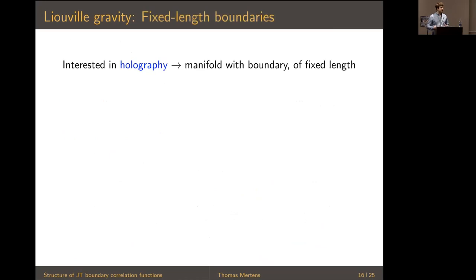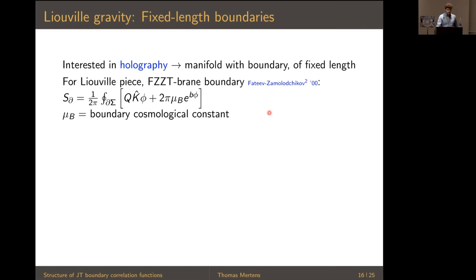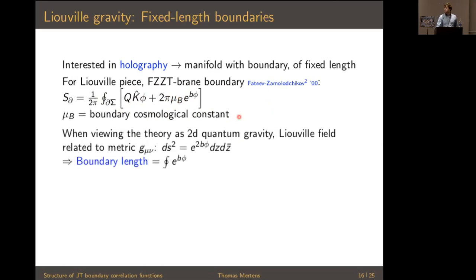Now, because I will be interested in making contact between these calculations in Liouville gravity and JT gravity, I will be interested in holography. So I will be interested in 2D manifolds that have a boundary of fixed length, because those are the calculations that I was doing in JT gravity, where we have fixed length boundaries. Now, how do you do that in Liouville gravity? For the Liouville piece, you do this by first introducing an FZZT brane boundary, which means that you add this boundary action to the Liouville piece. It's parameterized fully in terms of the boundary cosmological constant μ_B that is specifying the specific FZZT brane you're studying. And then when viewing this theory as 2D quantum gravity, as I mentioned on the previous slide, the Liouville field is related to the metric by a conformal factor, which means that the boundary length computed in this metric is just a line integral of e^{bφ}.